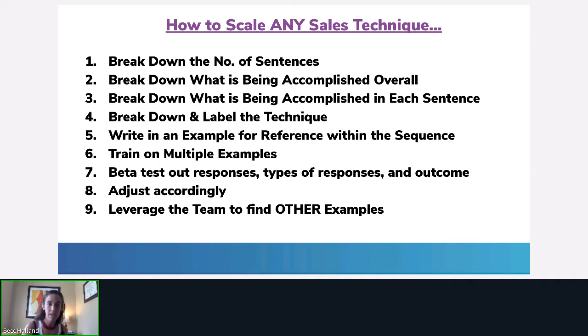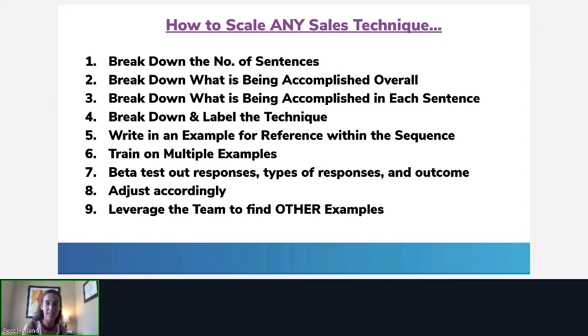Once I have the technique for each part of the email that is being sent, I write in an example for reference within the sequence that I've built. So for all of you out there who have a sales engagement tool, in Outreach it's going to be sequences, in SalesLoft it's cadences, and I think it's called plays. But you basically want to write in an example reference of that piece of technique within the sequence that you have deployed. So a lot of people have cold outbound sequences.